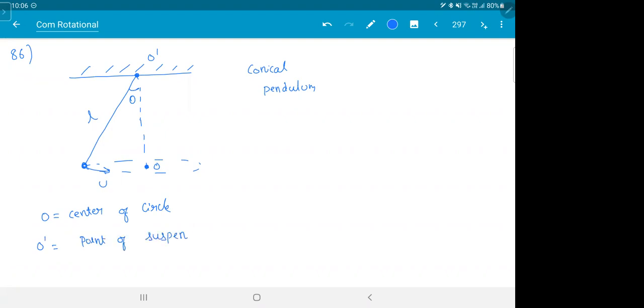You know how they'll ask this in the exam? The angular momentum about O is constant, O dash is constant. O is not constant, O dash is not constant. O is constant, O dash is not constant. They'll play like that with 4 things. But we'll calculate it. Find angular momentum about O and angular momentum about O dash. O dash is the point where the string is attached. O is the center of the circle.